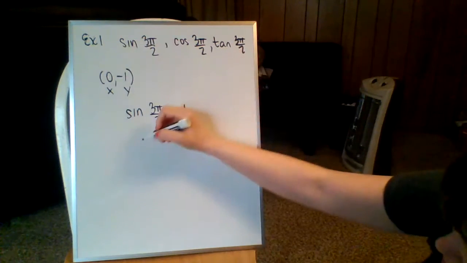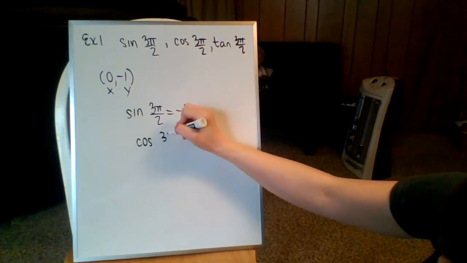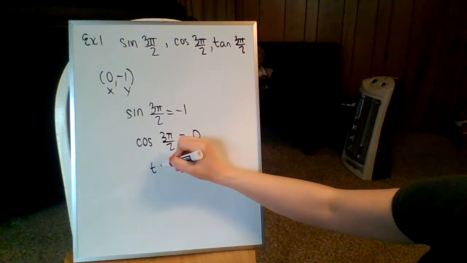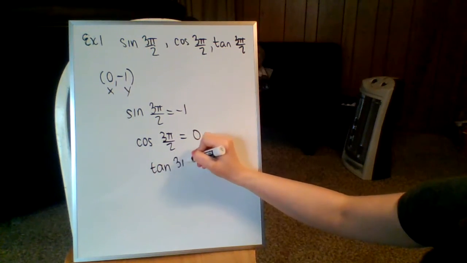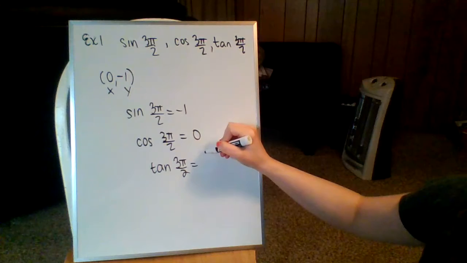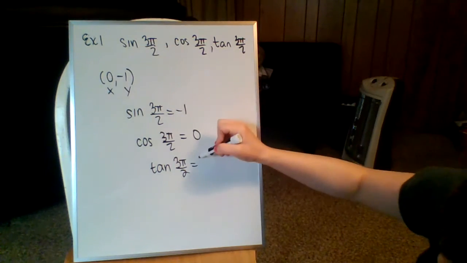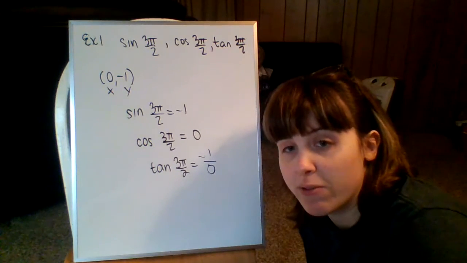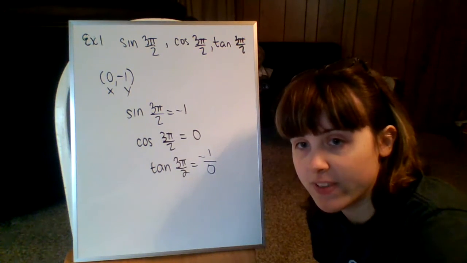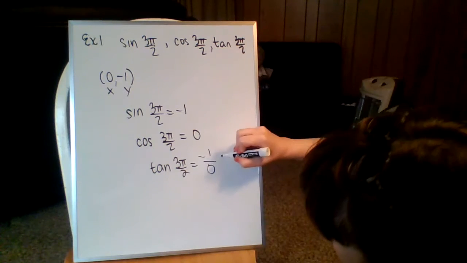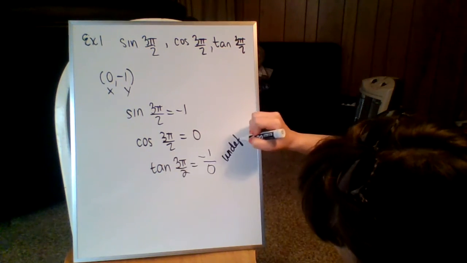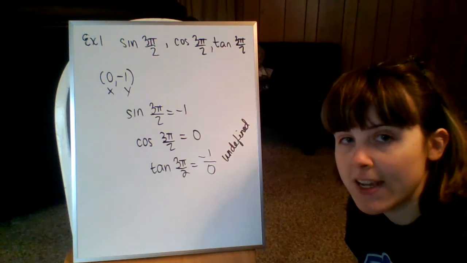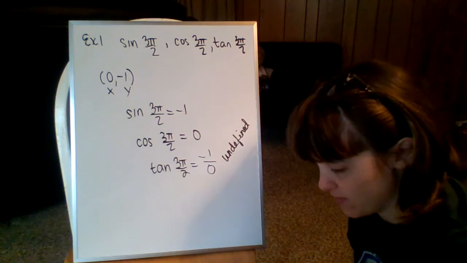Cosine is the x value, so cosine 3 pi over 2 is 0. And then tangent 3 pi over 2 is y divided by x, so negative 1 over 0. And anytime 0 is on the bottom of a fraction, it's undefined. So I hope you remember that. So this one would actually be undefined. Okay, so that is example 1.